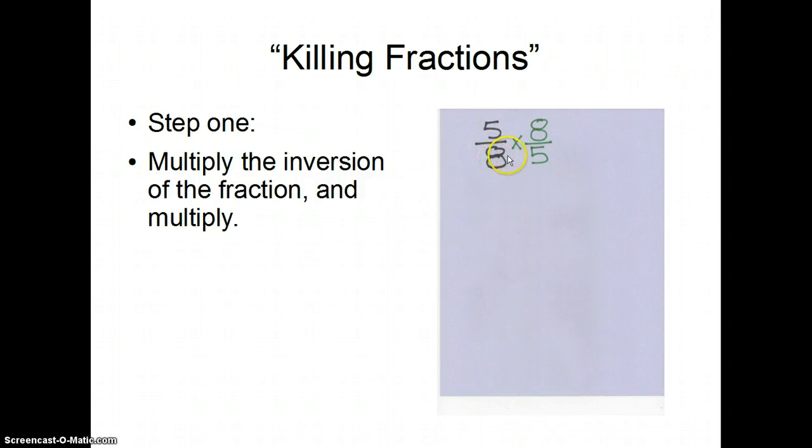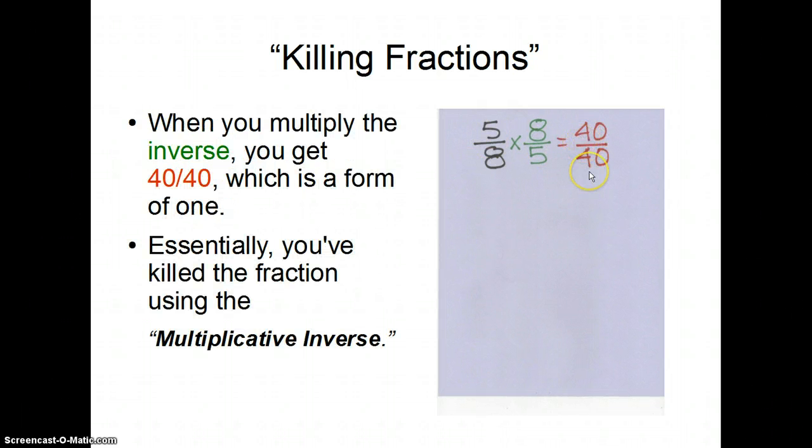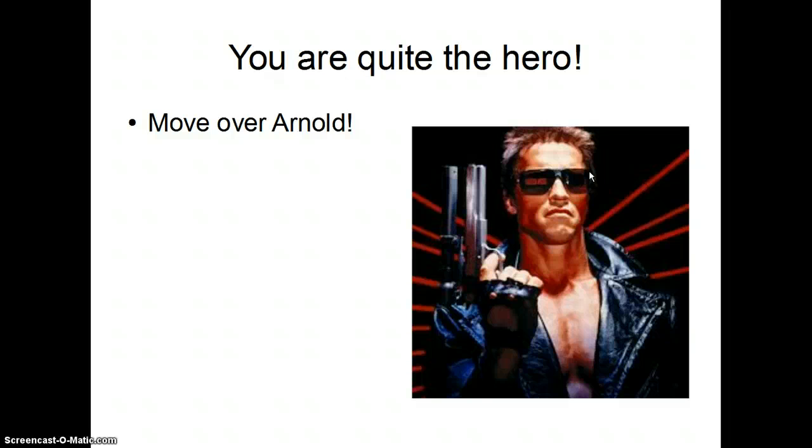5 over 8 times, if we put the 8 on the top and the 5 on the bottom, we found the inverse. When we multiply straight across, we get 40 over 40, and as we know, 40 divided by 40 is a form of 1. Move over, Arnold. You guys are quite the hero. You've killed fractions, you've annihilated coefficients, you've saved some babies.